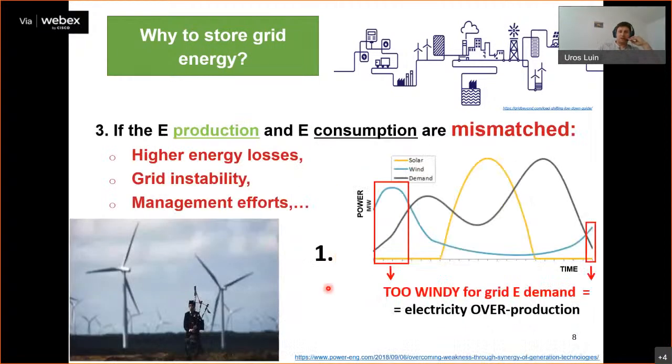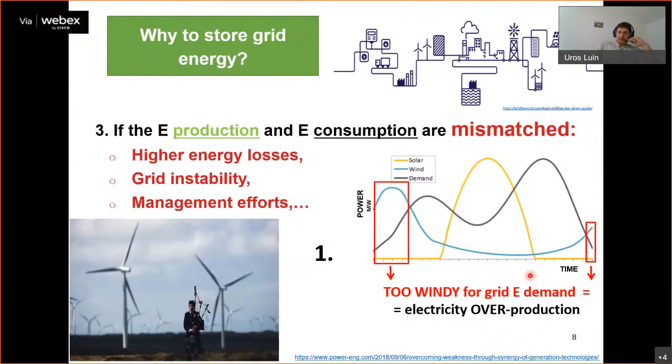So we got a scenario where these two are mismatched, and what this causes in the light scenario is that we have higher energy losses. The next thing is that we start to have an unstable grid. Then the managers make huge efforts to stabilize this, and they need to do special tricks in order to sustain that frequency at the target level.